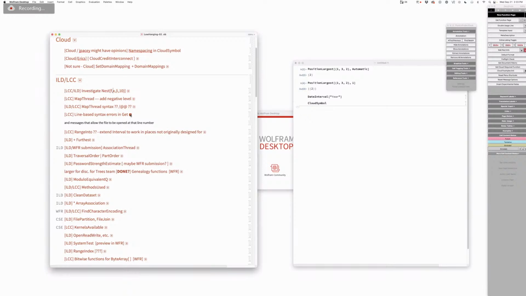Okay, line-based syntax errors in Git. Huh. Well, that seems topical to what we've been talking about recently with the abstract syntax tree business and so on.